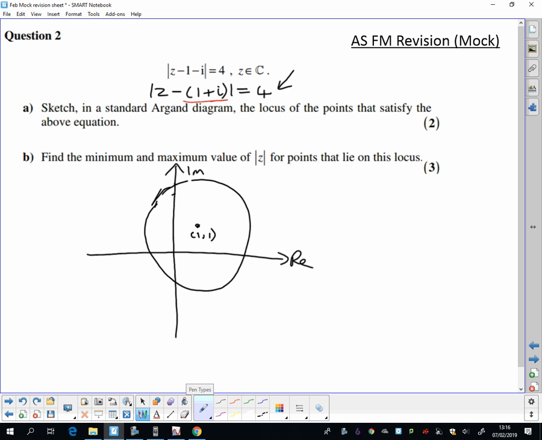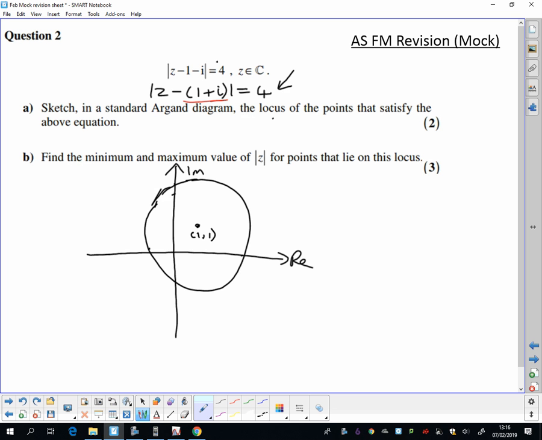These intersections would be a bit more complicated to find, so unless you were asked to, you wouldn't be expected to draw those on. Always worth drawing them on if they're really easy to find. So it just wanted the locus, it's an equals to, so it's just the circle, no shading.